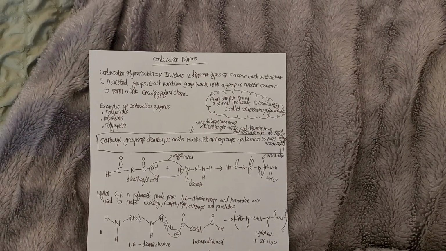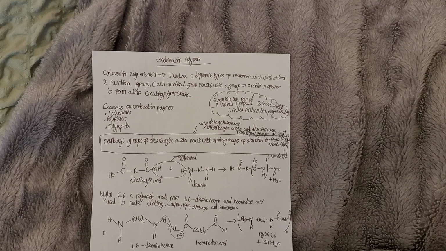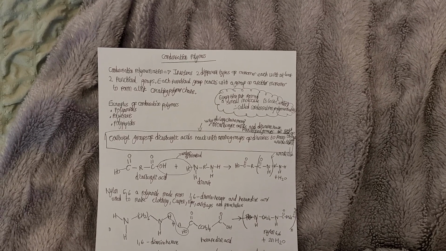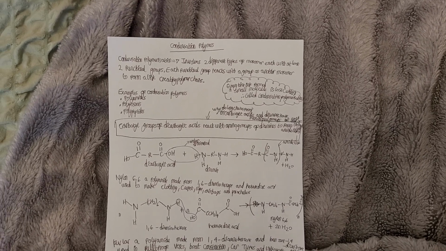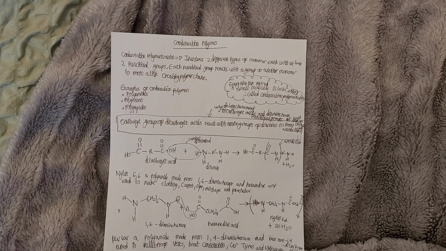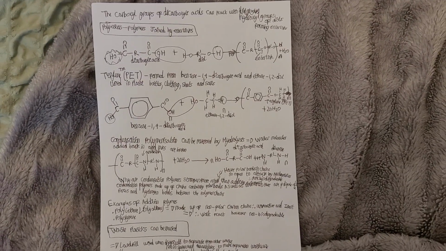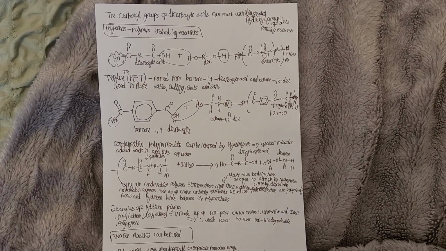Condensation polymerization involves two different types of monomers, each with at least two functional groups. Each functional group reacts with a group on another monomer, forming a link, creating polymer chains. So it can be reversed by hydrolysis. Water molecules are added back in and links are broken.